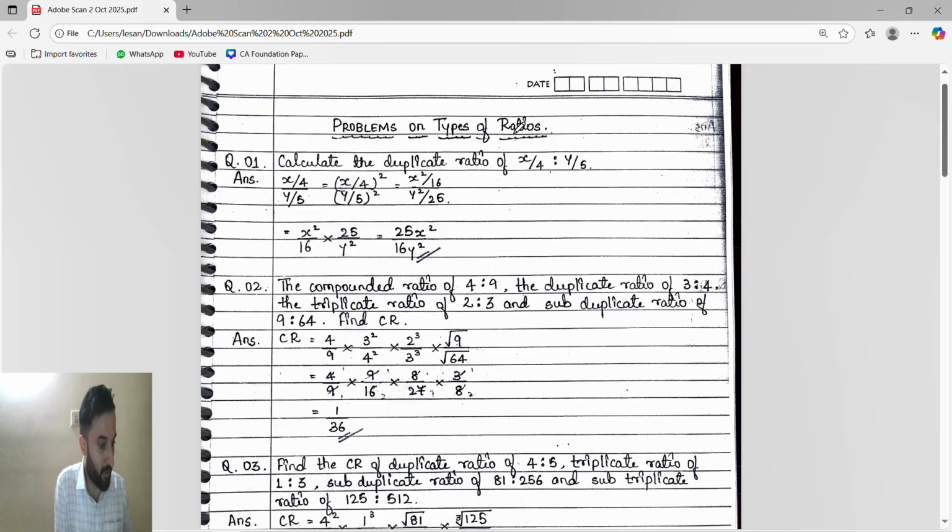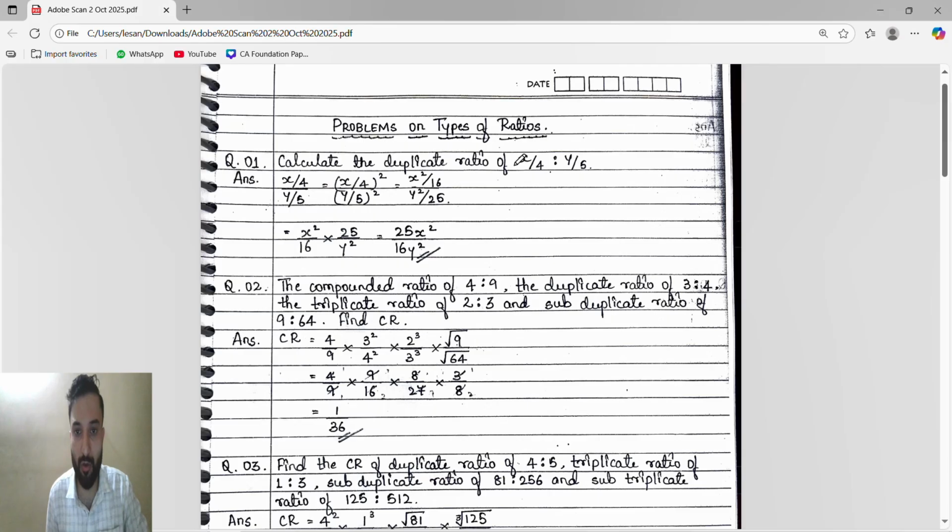Then after that, we started these types of ratios. The types of ratios, we understood the concept, right? Then after that, we'll solve the problems based upon the types of ratios.